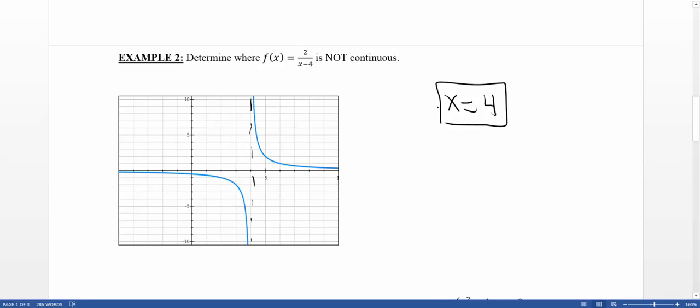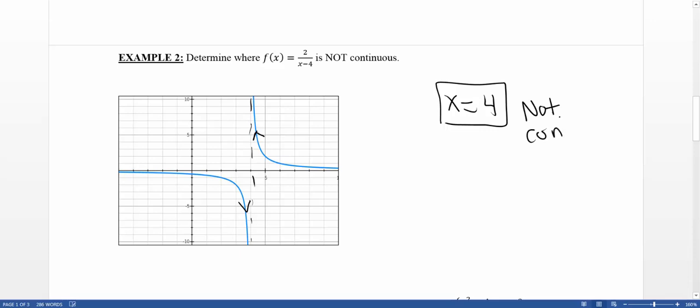can't be continuous there. But I can also support that with my limits, because if I consider the limit as x approaches 4 from the left, I am approaching this asymptote that shoots down to negative infinity. And if I look at what's happening from the right, it shoots up to positive infinity. Neither of those are approaching a functional value, and they're certainly not the same. So this function is not continuous at x equals 4.